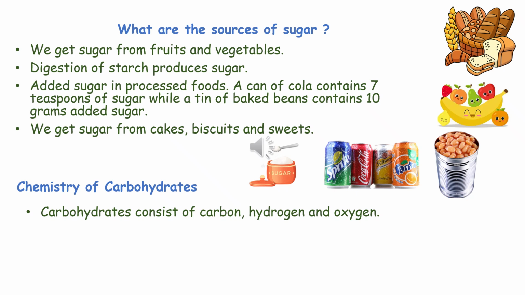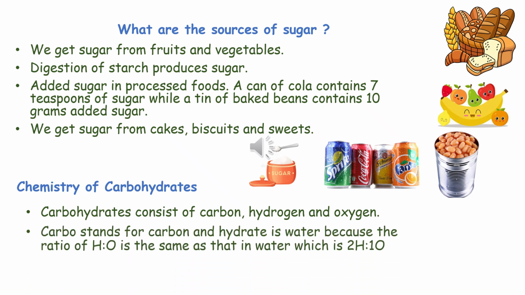Now, for the important part, let's learn some chemistry about carbohydrates. Where does the name carbohydrate come from? It comes from the chemical formula of carbohydrates. Carbo means carbon and hydrate means H2O, water. So carbohydrates have carbon and hydrogen and oxygen in them, and the ratio between the hydrogen and the oxygen is the same as water, which is 2 hydrogen and 1 oxygen.